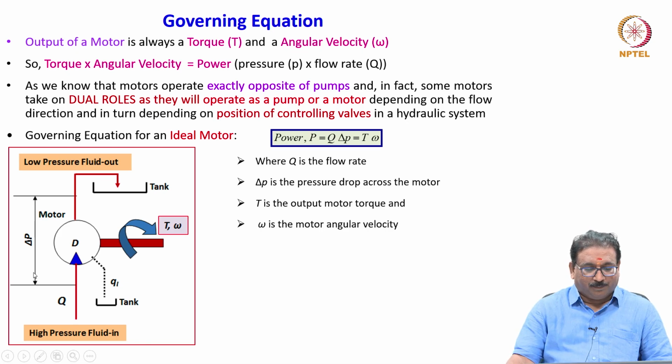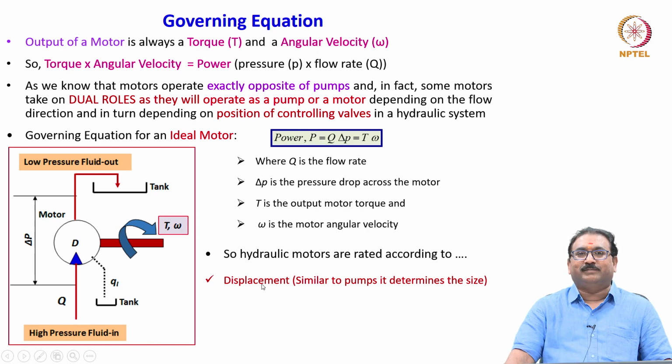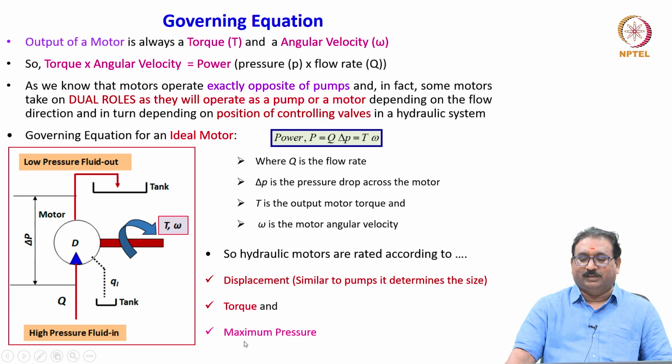The delta P is an important parameter across the actuator. So, hydraulic motors are rated according to displacement. It is similar to a pump. It determines the size of the actuator. Second parameter is torque and maximum pressure. These are the important parameters used while rating the motors.